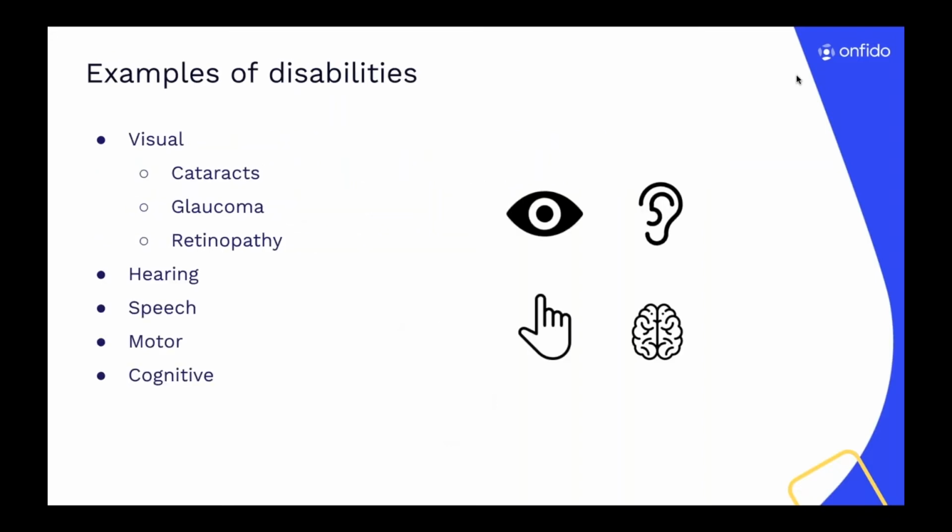So what forms of disabilities may a user of a product be suffering from? They may have visual problems and they cannot see very well. They may have hearing or speech issues. They may have motor issues whereby they cannot make certain muscle movements. And finally, they may have cognitive issues where they may struggle to remember, to learn, to concentrate, or to make decisions.